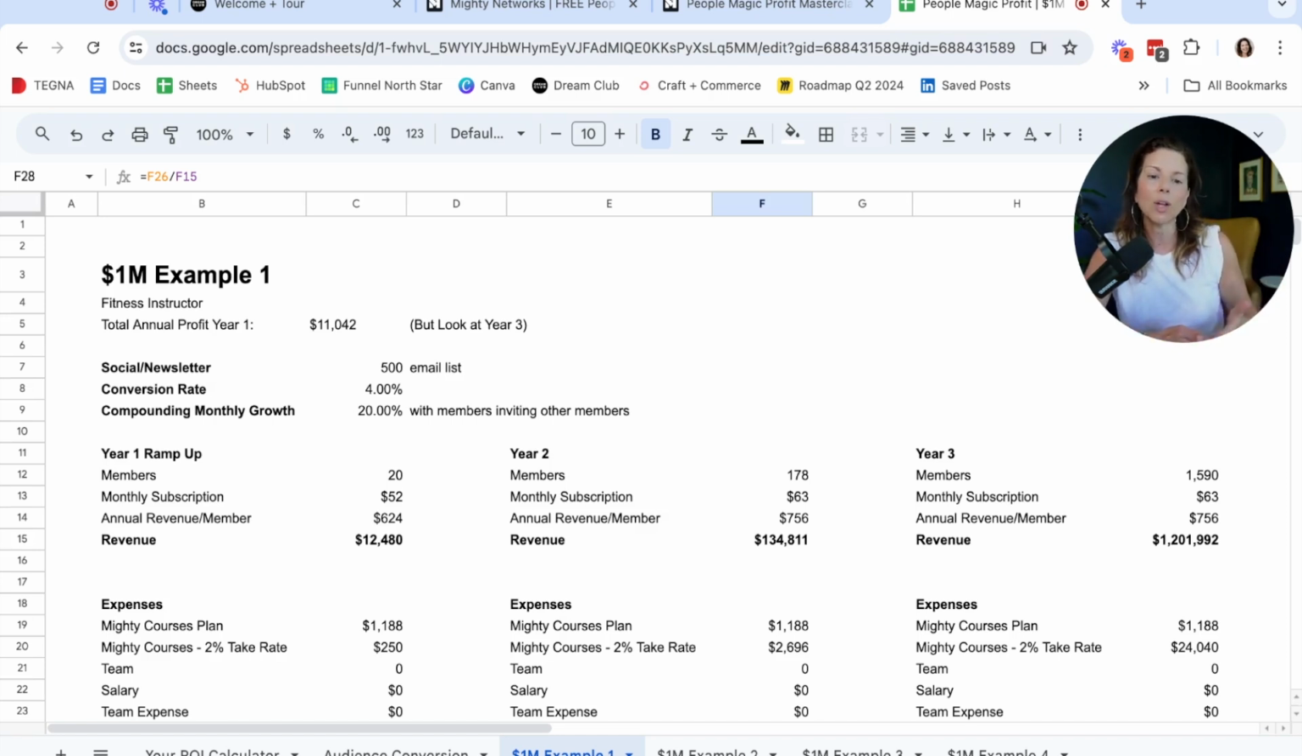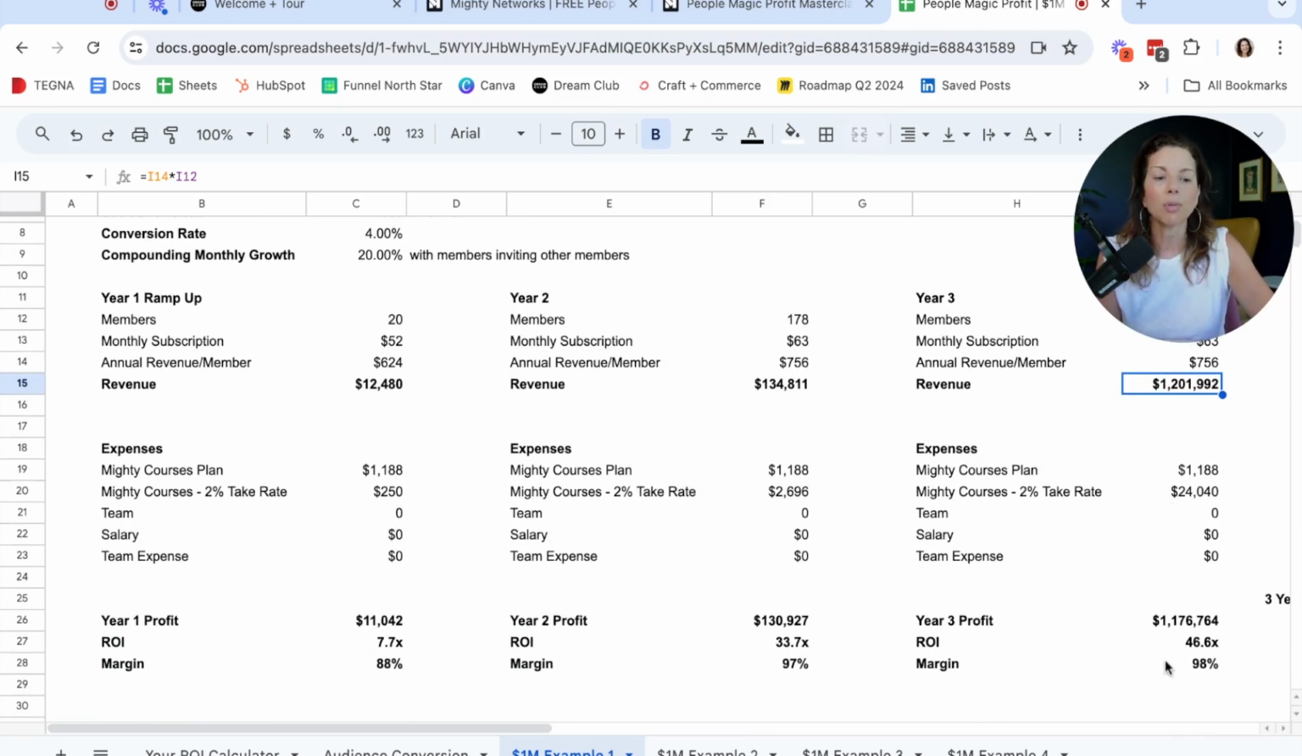And then only once the business was really off the ground did they layer on being able to do sponsorships, being able to do a paid ad funnel, all the things that essentially added gasoline after they knew that they had something special with members inviting other members. And that got them to 1,590 members at the start of year 3. $756 a year, delivering a $1.2 million business where the profit margin was 98%.